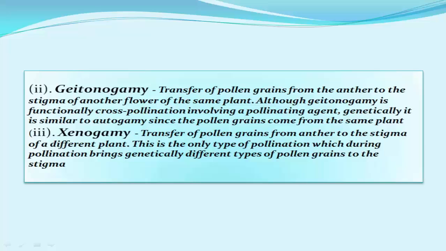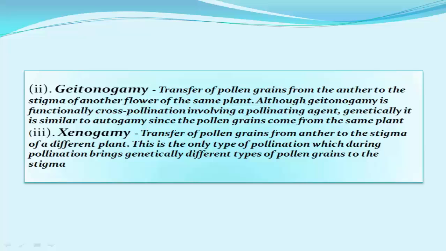Genetical variation is not possible because two flowers are involved in the process, agreed, but both the flowers are belonging to the same plant, so the genetical constitution remains the same. But geitonogamy requires pollinating agents because pollen grains from one flower are transferring to the stigma of another flower. As a mediator, the pollinating agents are required. Hence, it is cross-pollination. Then in what way is it similar to the autogamy? As it is not bringing any genetical variations, it is similar to the autogamy.